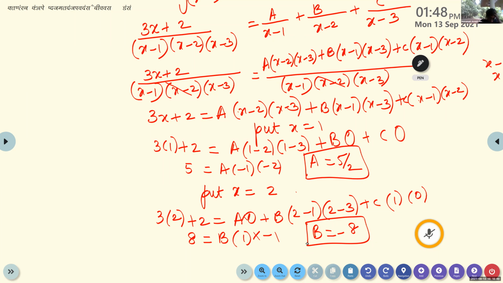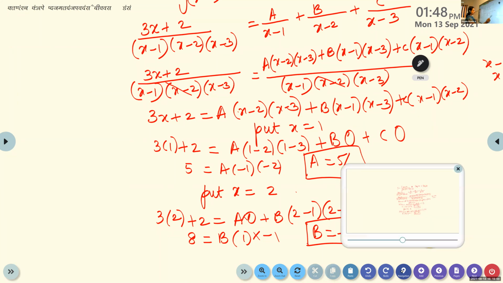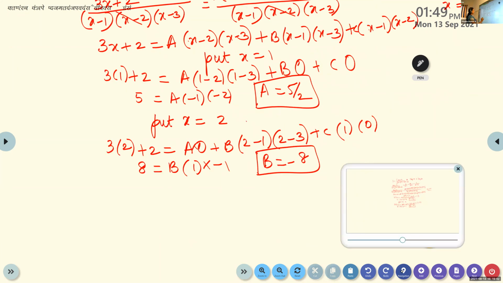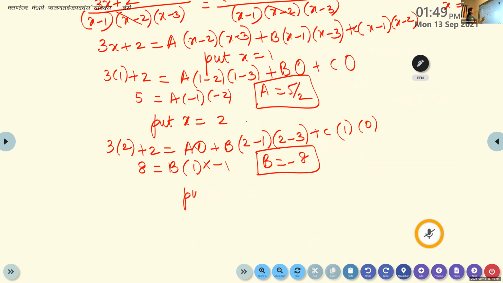Okay, why do we take x as 3? X minus 3 is the common factor. So you put x is equal to 3.